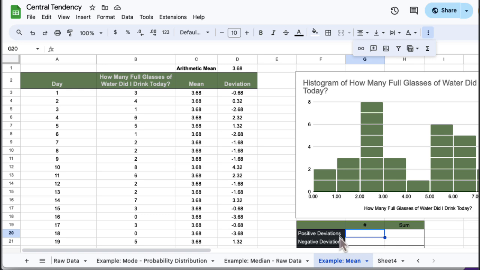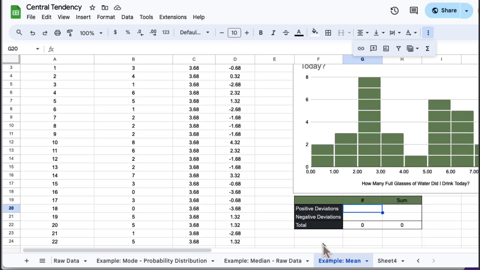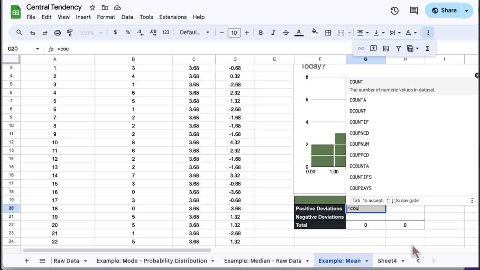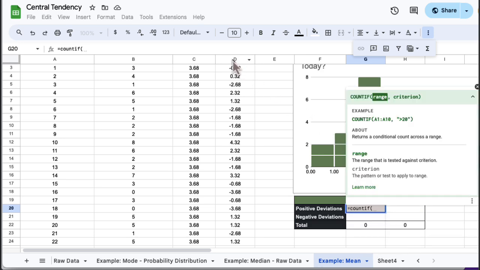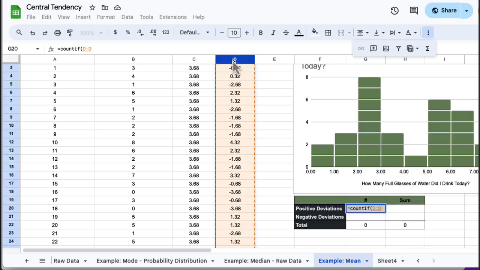So I have this little mini table, and it says positive deviations, negative deviations, and total. And then I'm counting the number of positive and negative deviations, and then I'm taking the sum of these positive and negative deviations. And I'm just going to even dress this up a little bit, bold. Here's the formula that I want you to pay attention to. I'm going to put in equals COUNTIF. So Google Sheets, I want you to count, but I only want you to count if, and I'm going to highlight the column. Hint, that's where the mistake comes in.